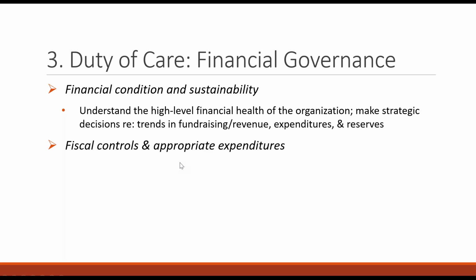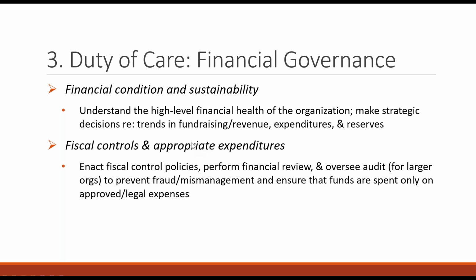Another really important area is fiscal controls and making sure that your expenditures are appropriate. Fiscal controls are policies like check signer policies, financial review policies, and cash management policies. So that means enacting those policies within the organization, performing back-end financial review of transactions that have already occurred, and, for large organizations, overseeing your audit process for those who undergo an audit. All of this is to prevent fraud or mismanagement, and to ensure that funds are spent only on approved and legal expenses.